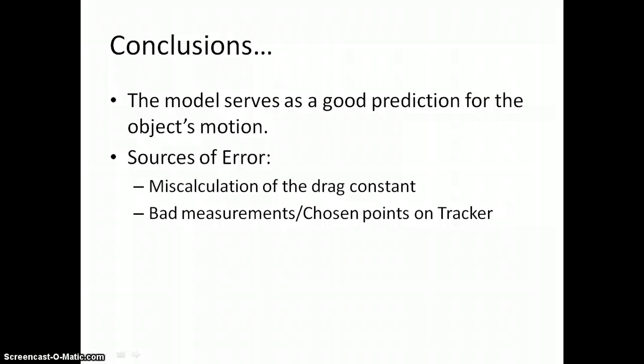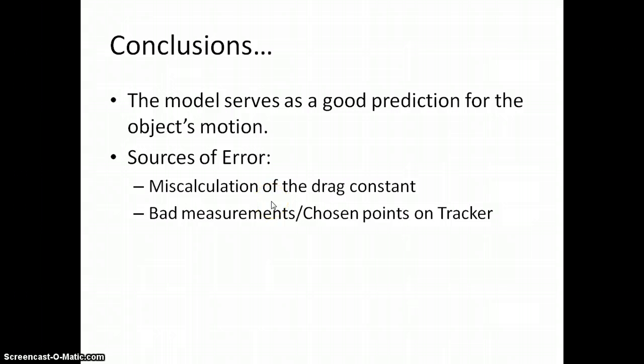In conclusion, the model serves as a good prediction for the object's motion when an object falls vertically. Some sources of error in our lab may come from bad measurements in real time as opposed to the circumference of the ball and the measurement from the ground, as well as some human error when choosing points for the center of mass of the ball in Tracker. There are also some miscalculations in the drag constant, seeing as trial and error was used in order to predict an accurate drag constant.